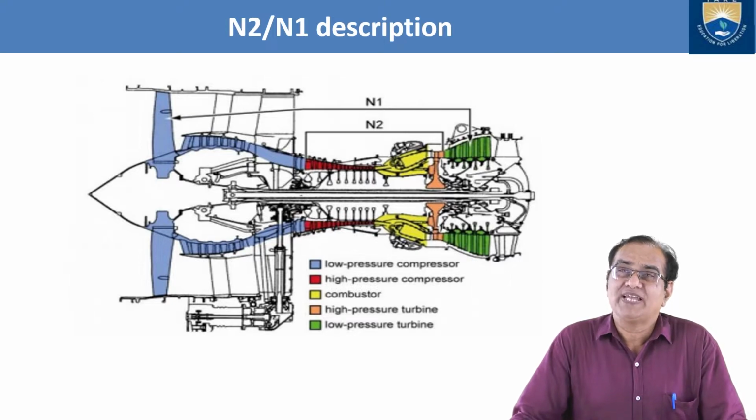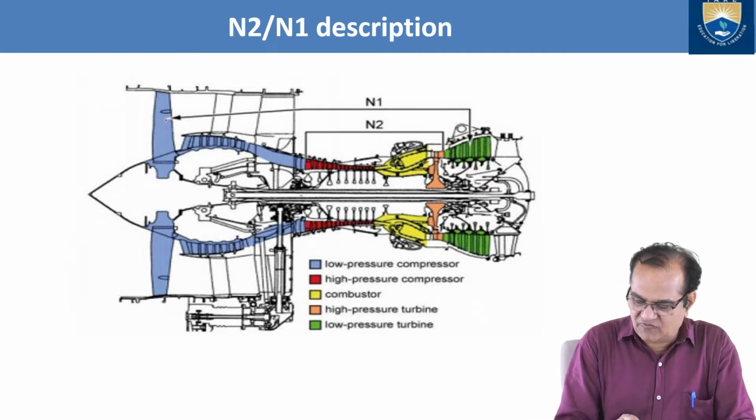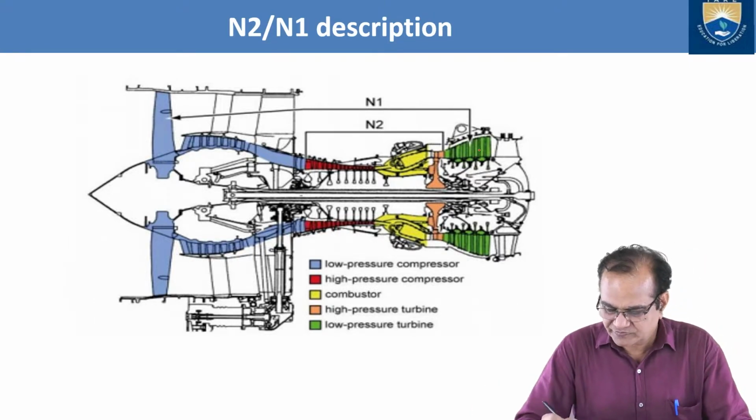Here, what is N2 and what is N1? This we have to understand: N1 is the speed of the fan and the speed of the LP turbine.